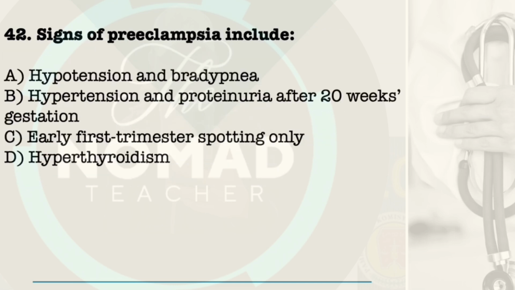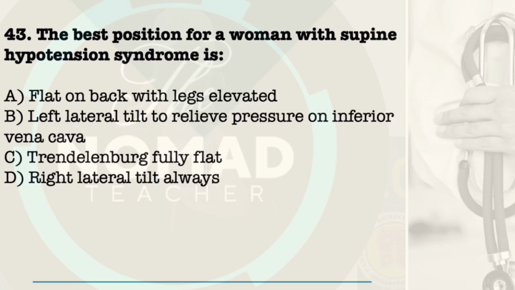42. Signs of preeclampsia include: A. Hypotension and bradypnea. B. Hypertension and proteinuria after 20 weeks gestation. C. Early first trimester spotting only. D. Hyperthyroidism.